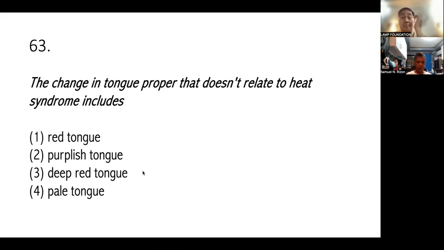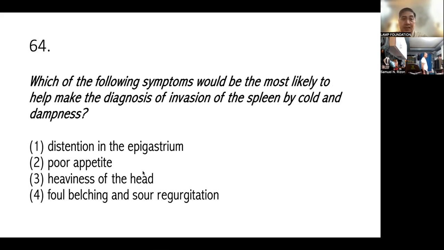The change in tongue proper that doesn't relate to heat syndrome includes, my answer is purplish tongue and pale tongue. Because red tongue is heat and then deep red tongue is heat pa rin. Okay. Kasi you can have a purplish tongue kahit cold, di ba? Opo. 64.